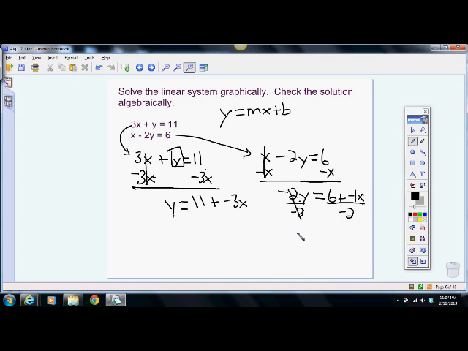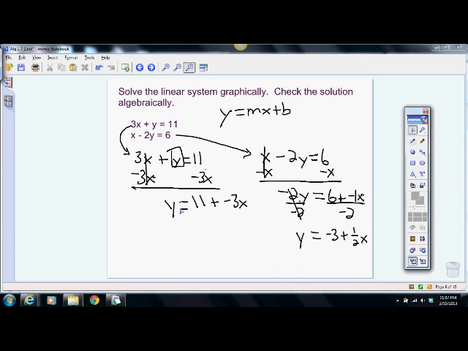Negative 2 divided by negative 2 is 1y. And then I'm going to divide each of these terms by negative 2. 6 divided by negative 2 is a negative 3. And a negative 1 divided by a negative 2 is just going to be a positive 1/2. And I'm going to leave that as a positive 1/2, not change it to a decimal or anything, because it's a coefficient of x. And I know that represents my slope.